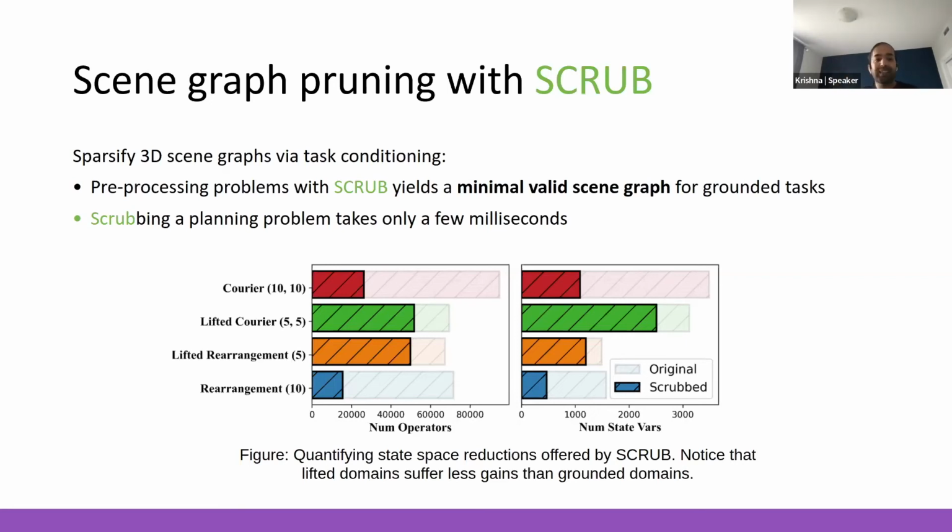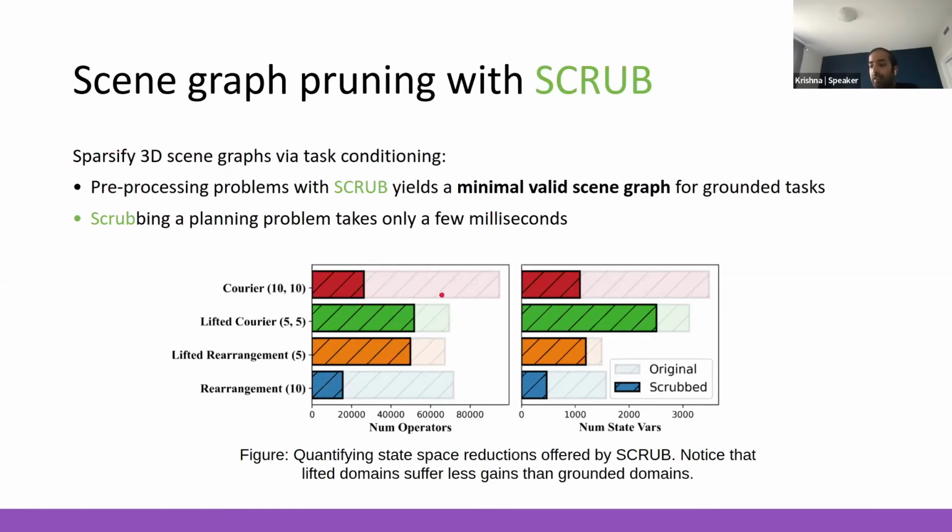But for most tasks, we see that there's a lot of scene attributes or operators that are not essential to a task. And you can refer to the paper, or I'm happy to chat about it later, for proof that for grounded planning problems, this kind of scrubbing strategy is actually optimal in the sense that it'll give you a minimal scene graph, a scene graph with the least number of nodes and edges.